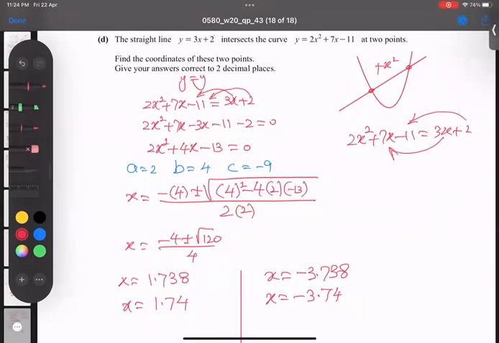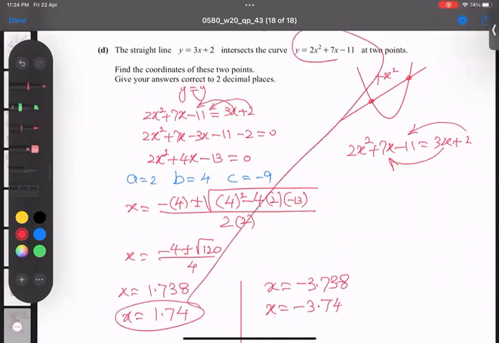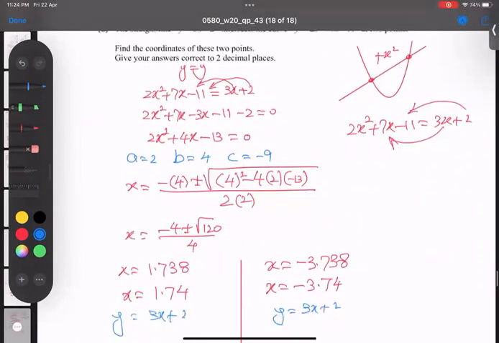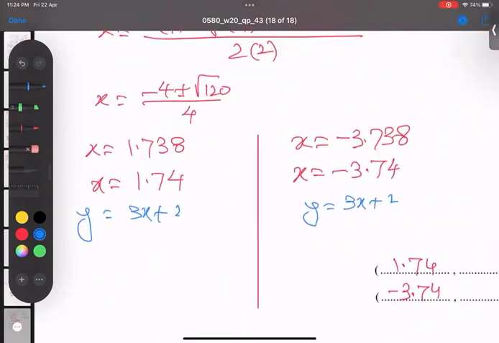How to find y coordinate? Either put this x value in this, but it is a little complicated. Better to put it here, in the line only. y equals 3x plus 2. Now when I replace, I'm going to show you what answer I get. So 3 times 1.74 and plus 2, and the answer I'm getting is 7.22.